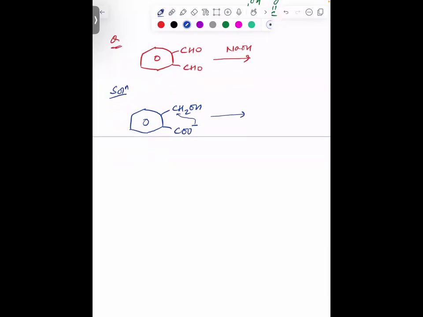So what will be the next step? Now the product will be, write down, an ester, a cyclic ester. The product is a cyclic ester. Make it fast.